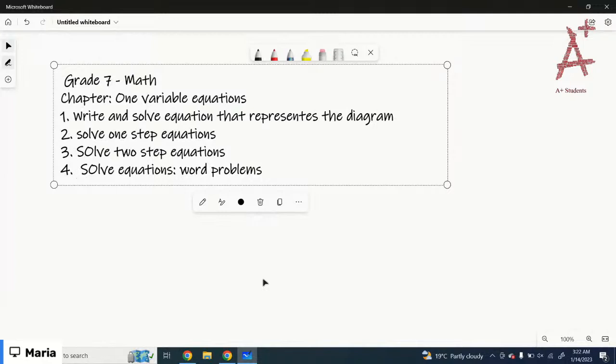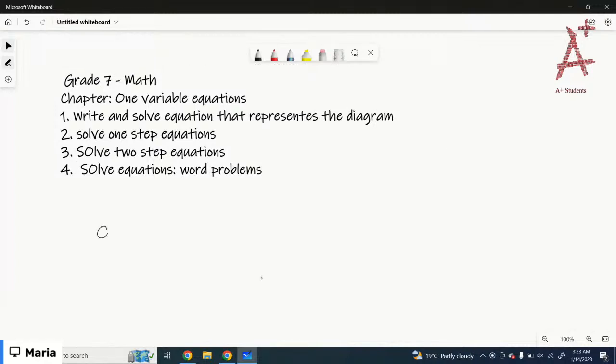We're going to start with grade 7 maths. You can find all the set lessons on aplusstudents.com. You have to log in there using your email address and password as provided by the administrator. Then, you have to select math from the subject tab, scroll down to grade 7 maths, and then click on view all lessons. There, you can find a list of the chapters.